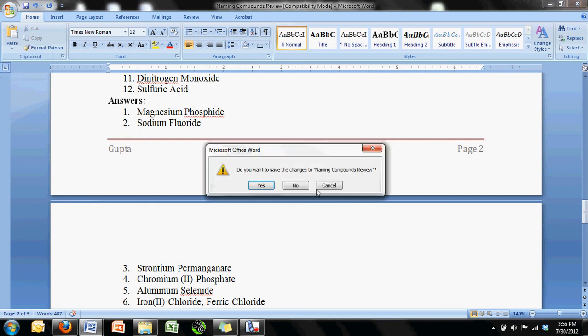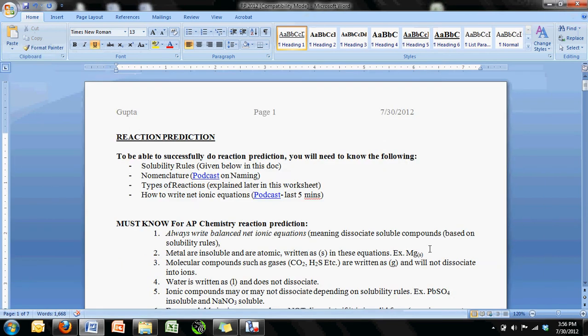Now let's go back to the other document, which is RP 2012, Reaction Prediction 2012, and look over what a net ionic equation is, because at AP chemistry level you're required to write a balanced net ionic equation. Balancing you all understand, but what is a net ionic equation? A net ionic equation is the one that does not have spectator ions in it. Spectator ions are ions that are present both in reactants and products and remain unchanged during a reaction. So you cross it out.